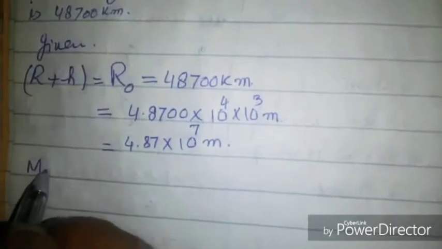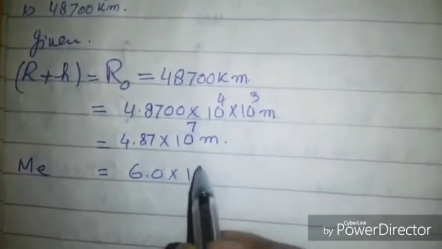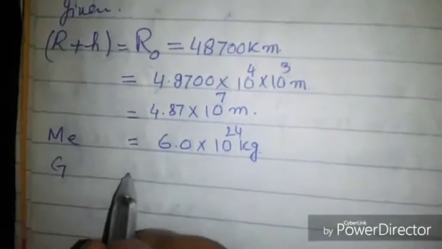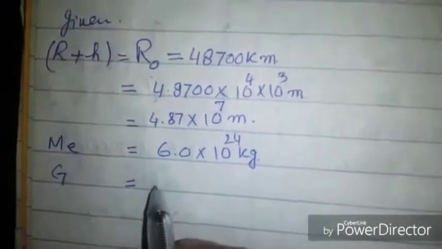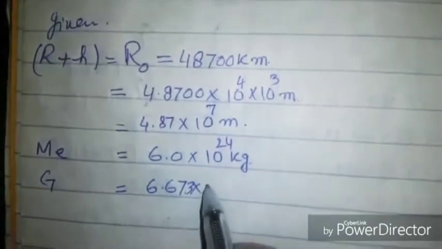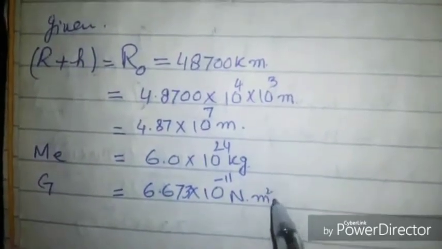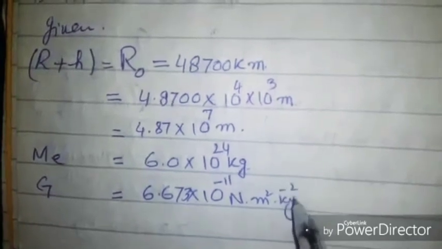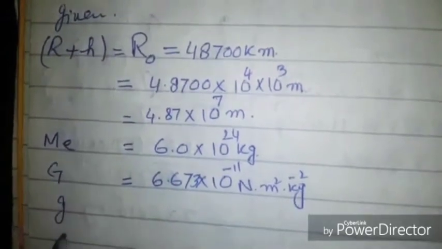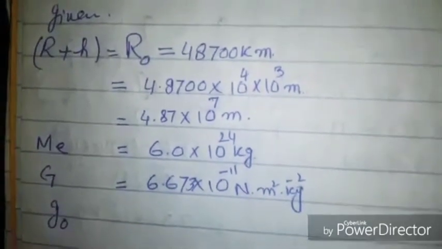We know the mass of the Earth is equal to 6.0 into 10 raised power 24 kilogram. G, the gravitational constant, is equal to 6.673 into 10 raised power minus 11 Newton meter square per kilogram square. We have to find the value of gravitational acceleration G at the geostationary satellite.